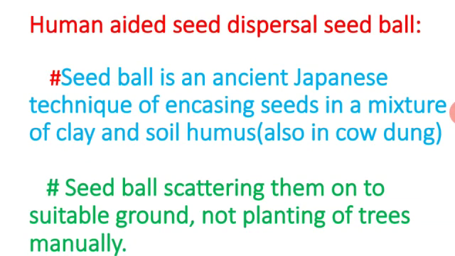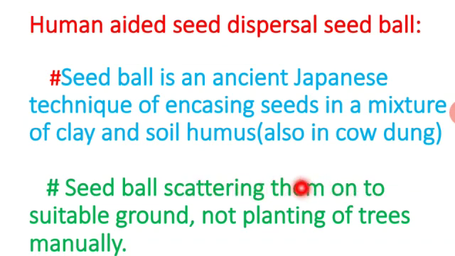Next one, human aided seed dispersal: seed balls. So these are my seed balls. It is an ancient Japanese technique. The seeds are mixed in clay or soil humus, that is nothing but cow dung, or some other natural waste materials. The clay is mixed, seeds are also mixed, and made into balls.